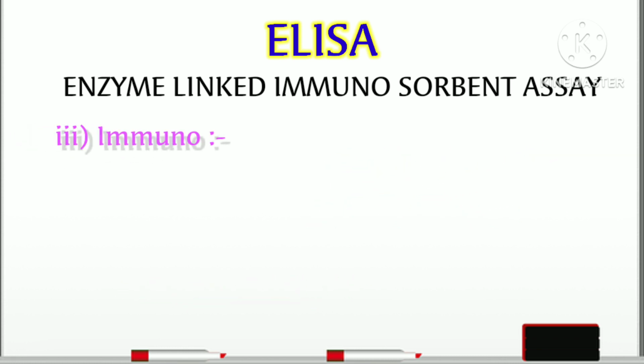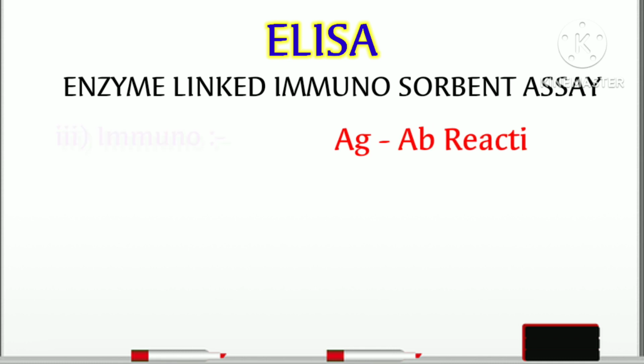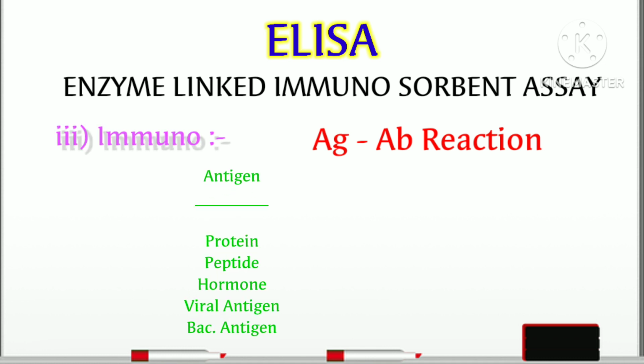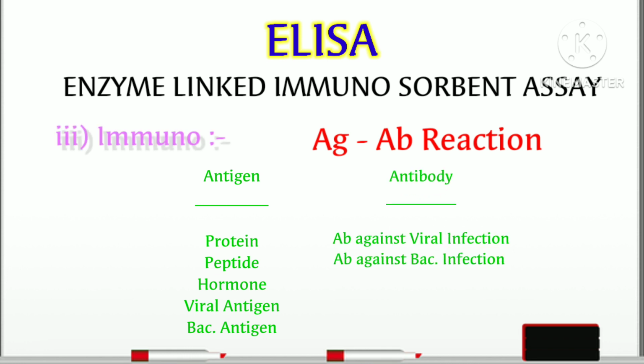Next, the term immuno suggests antigen-antibody reaction. So, by this technique, we can detect antigen or antibody present in patient sample. The antigen may be protein, peptide, hormone, bacterial antigen, viral antigen, etc. An antibody may be antibodies against viral infection, antibodies against bacterial infection.